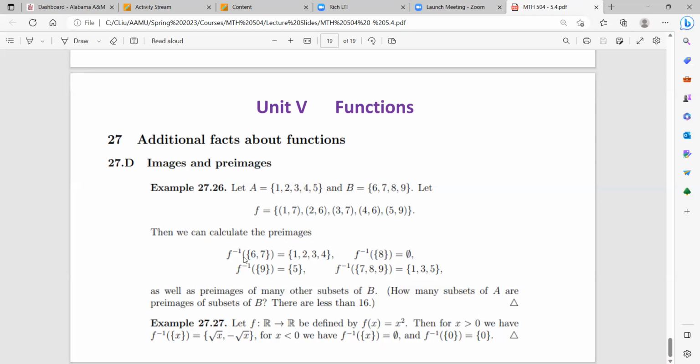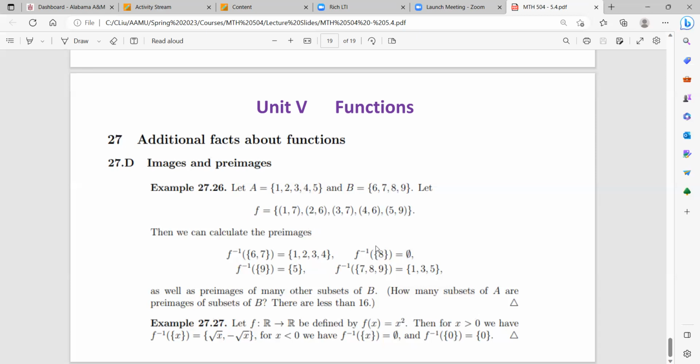So then the pre-image of the subset includes all the pre-images of all the elements in the subset. So that includes 1, 2, 3, and 4, right? 2, 4, 1, 3, right? Okay, so that's the pre-image of the subset of B. It is a subset of A, of course. That's why it does not include 5. Okay, so it is a proper subset of A.